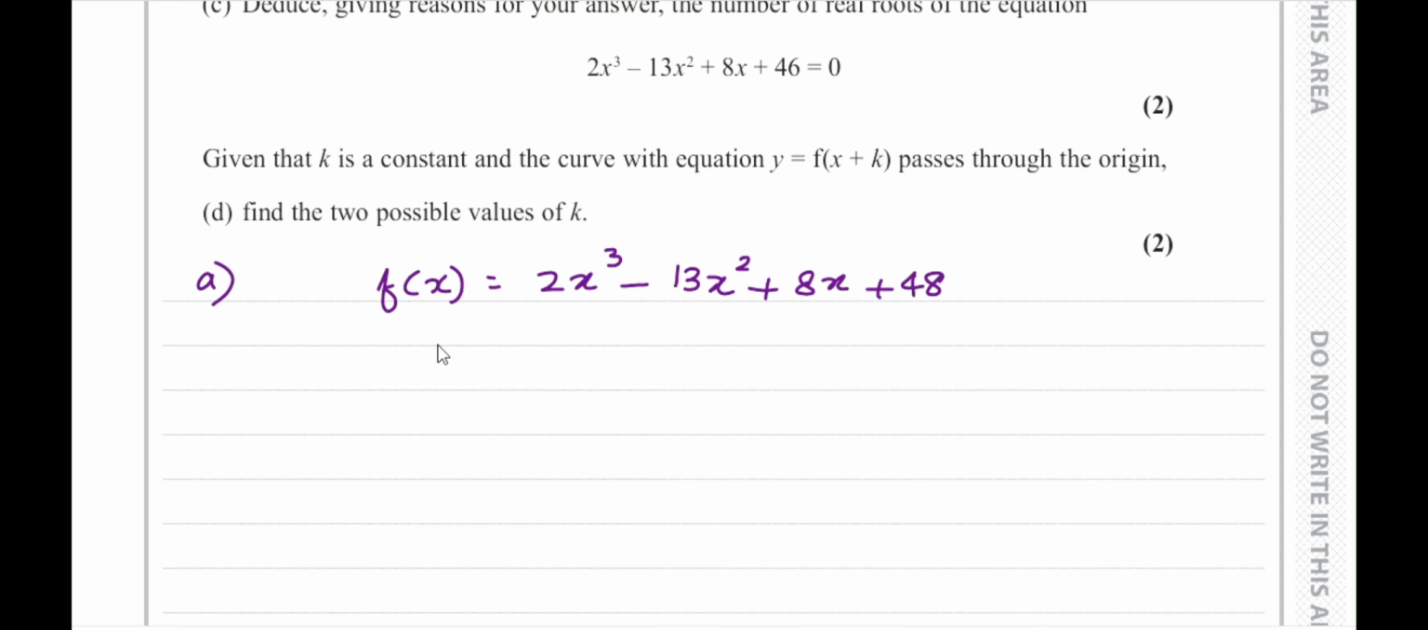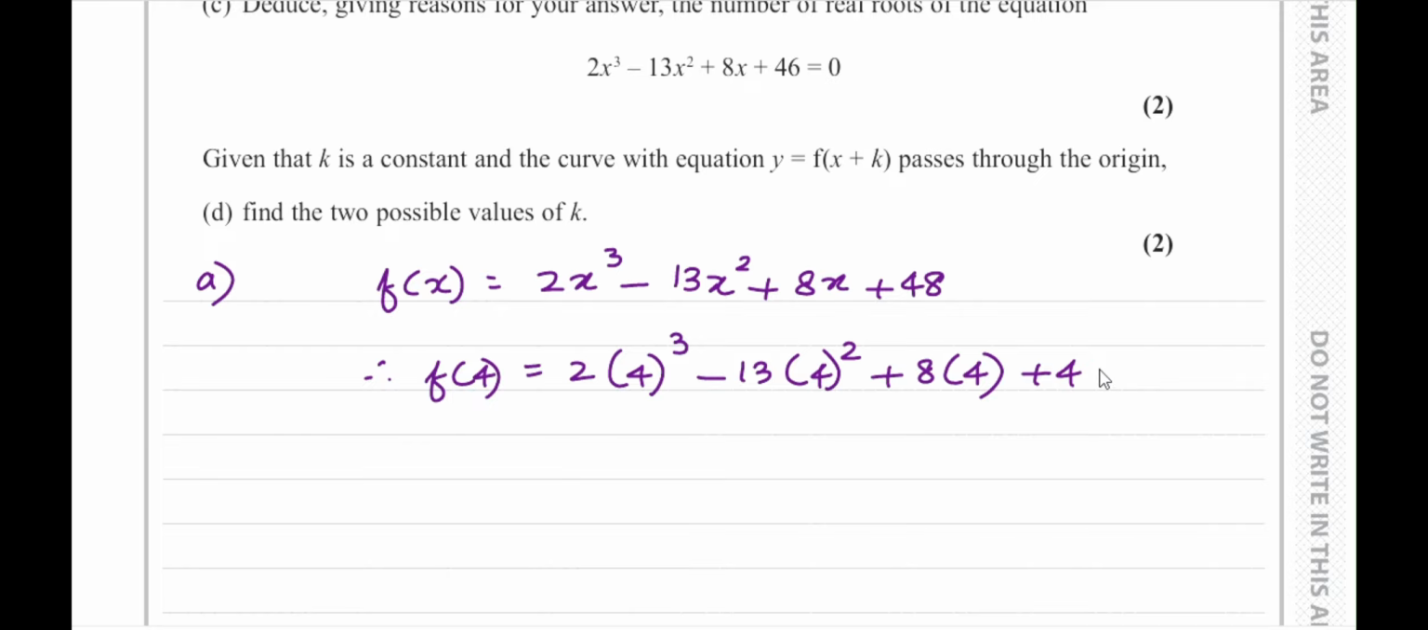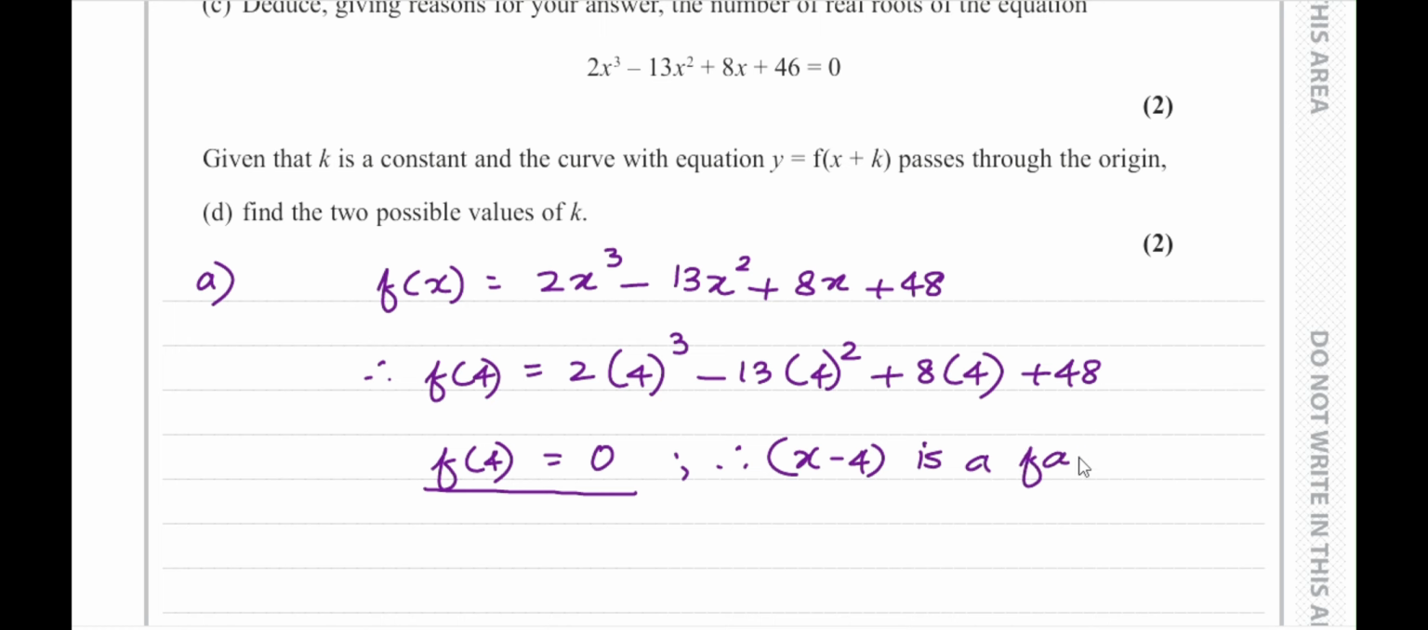If x minus 4 is a factor, then f of 4 should be equal to 0. Let's check it out. 2 bracket 4 cubed minus 13 bracket 4 squared plus 8 bracket 4 plus 48. Putting that into the calculator, we get 0. Therefore, f of 4 is equal to 0. Then we will write, therefore, x minus 4 is a factor of f of x.